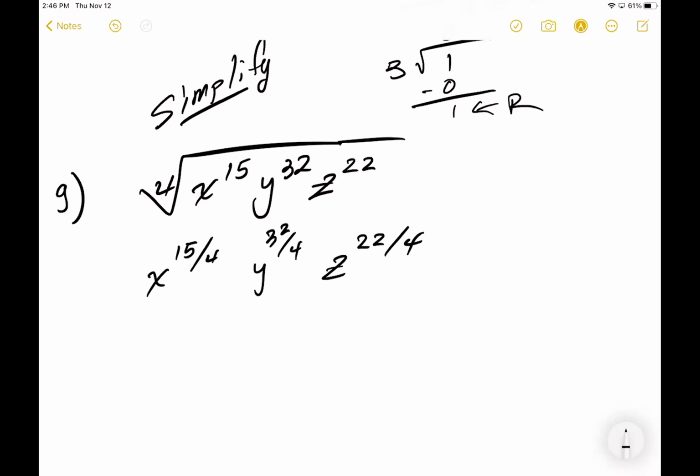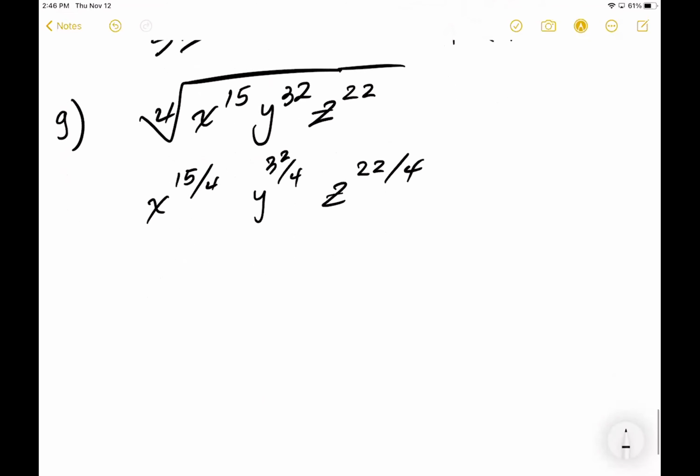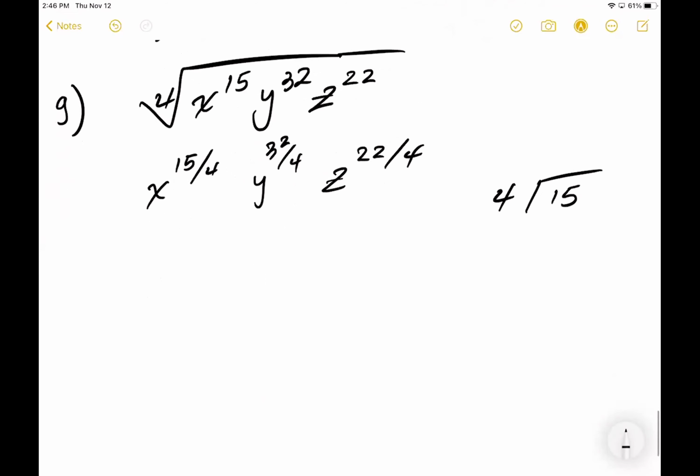Take your power and divide it by the root. In this case, let's take a look at 4 going into 15. That's where my 15 over 4 is. Everybody see that 3 times 4 is 12? I have a remainder of 3.